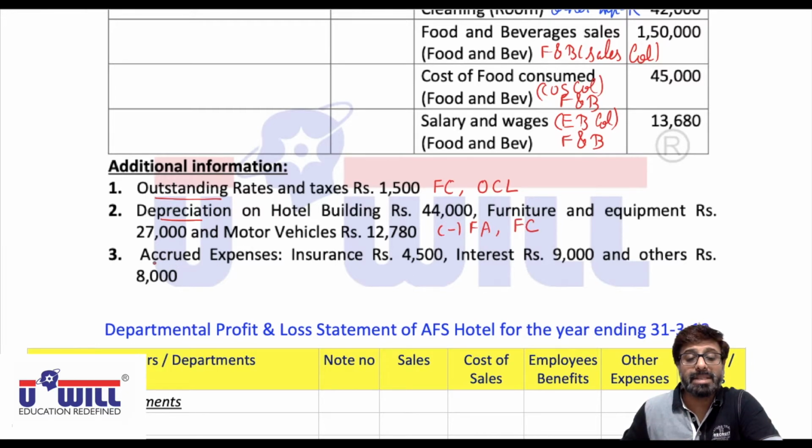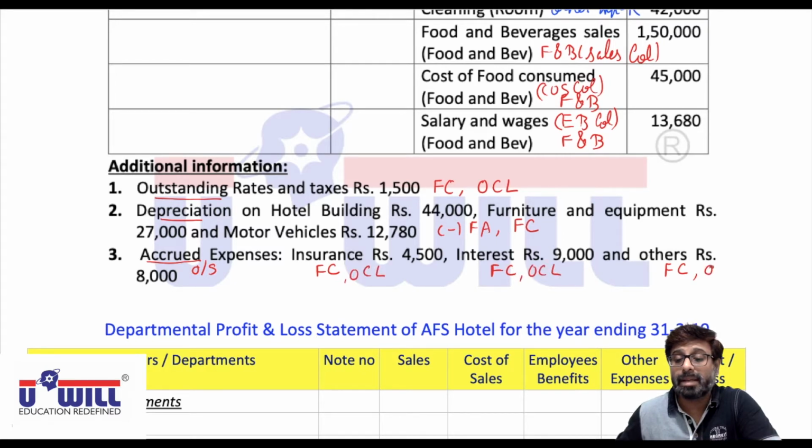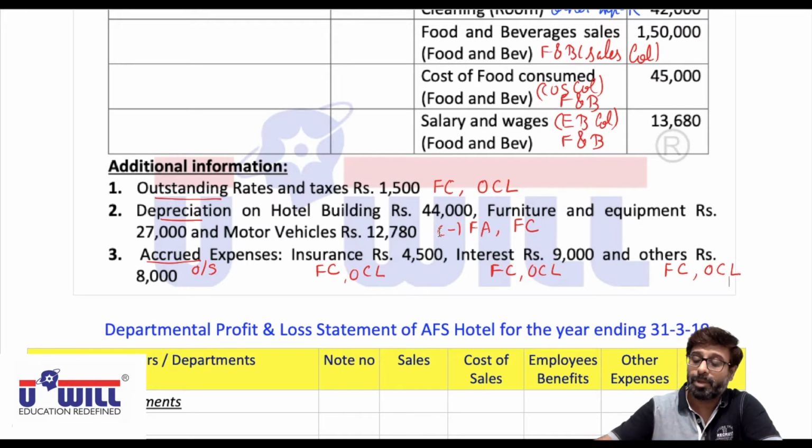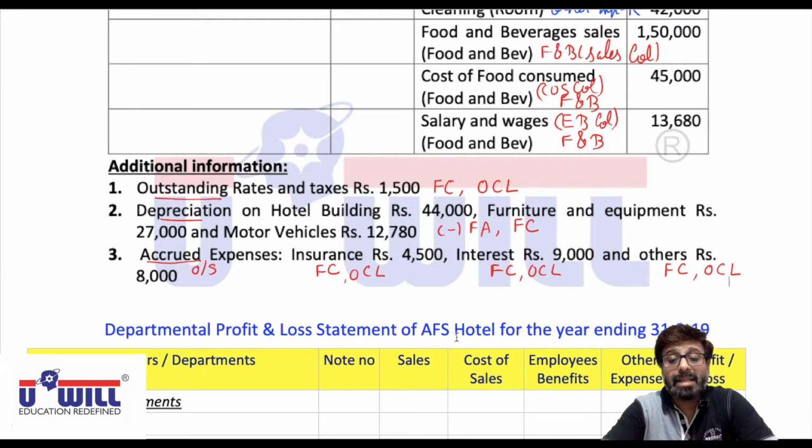Accrued expenses means outstanding expenses. So insurance will come in fixed cost. Interest will come in fixed cost, and other outstanding expenses will also come in fixed cost only. And all of them will also come in other current liabilities. Outstanding expenses, so they will also come in other current liabilities. So these markings we have already done.